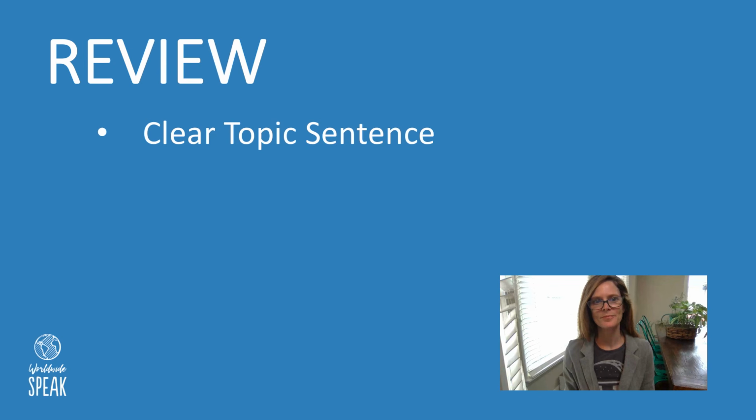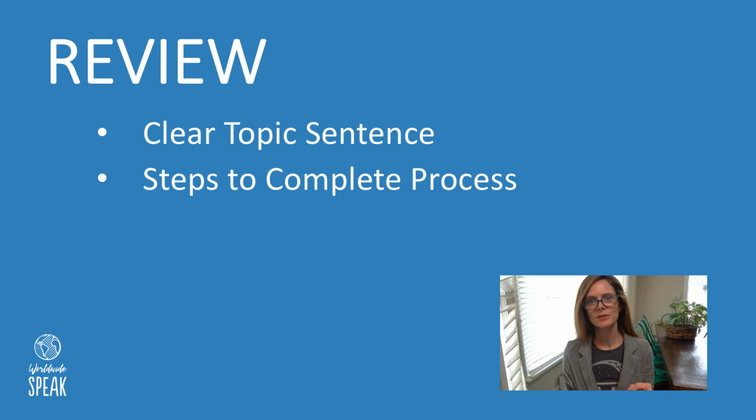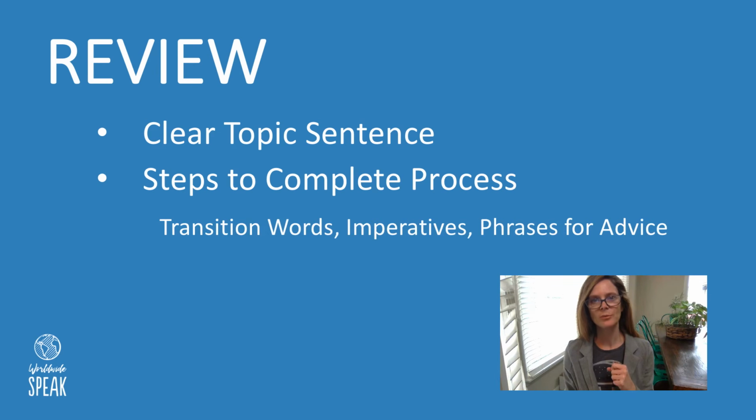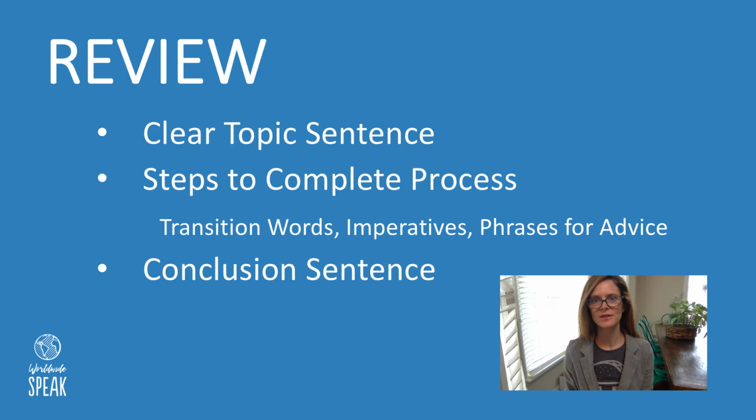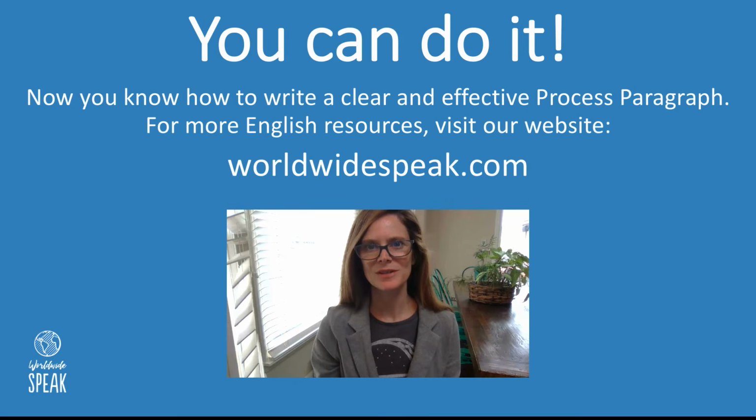To review, your process paragraph needs a clear topic sentence. You must include steps to complete this process. I recommend at least 4 steps. In those steps, you need to use transition words, imperatives, and phrases for advice. And lastly, you have the conclusion sentence, which has a transition and then restates the topic sentence. You can do this. Now you know how to write a clear and effective process paragraph.